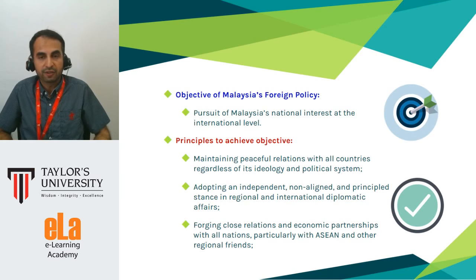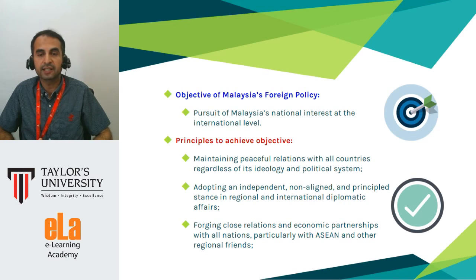Now, what is the objective of Malaysian foreign policy? It is very clear that the main objective of Malaysian foreign policy is to preserve the national interest of Malaysia at the international level. In doing so, there are three major principles. The first one is maintaining peaceful relationships with all countries, regardless of their ideology and political system. This principle explains why Tengku Abdul Rahman, the Malaysian Prime Minister, had a diplomatic relationship with the China government in 1970. It shows that even though the China government had adopted communism as its ideology, it did not prevent us from having diplomatic relationships with the China government.